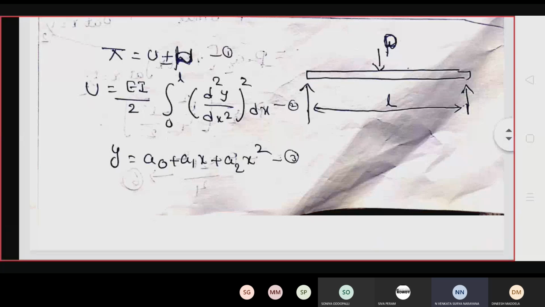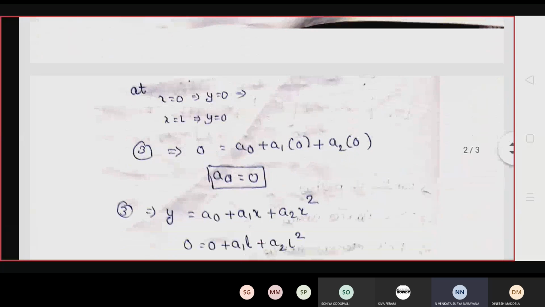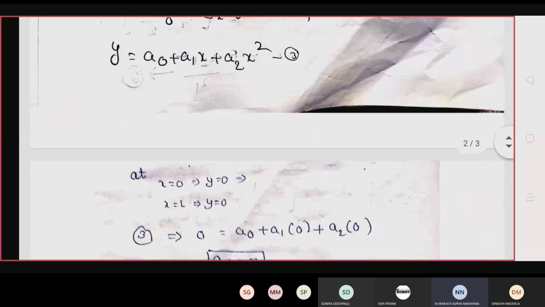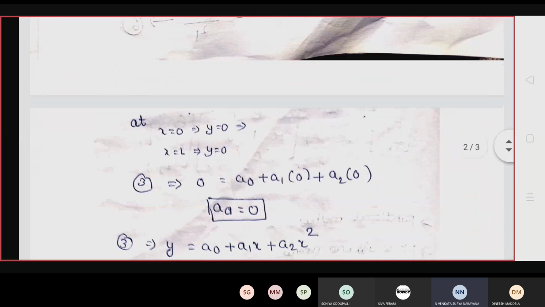Coming to the next slide, here I am taking boundary conditions: at x equal to 0, y is also 0, and at x equal to length L, y equal to 0. Applying the boundary conditions in the polynomial series equation, a0 plus a1x plus a2x square, I take the first boundary condition, x equal to 0, y equal to 0.